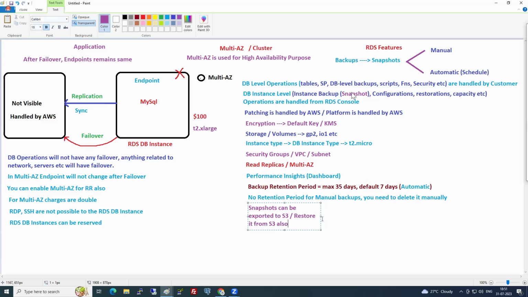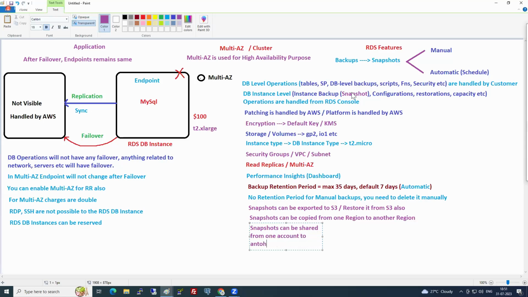When you're putting the snapshot in S3, you can mention whichever storage class you want. Snapshots can be copied from one region to another region. That means this DB instance. And can you share it from one account to another account? You can share it also. Snapshots can be shared from one account to another AWS account.